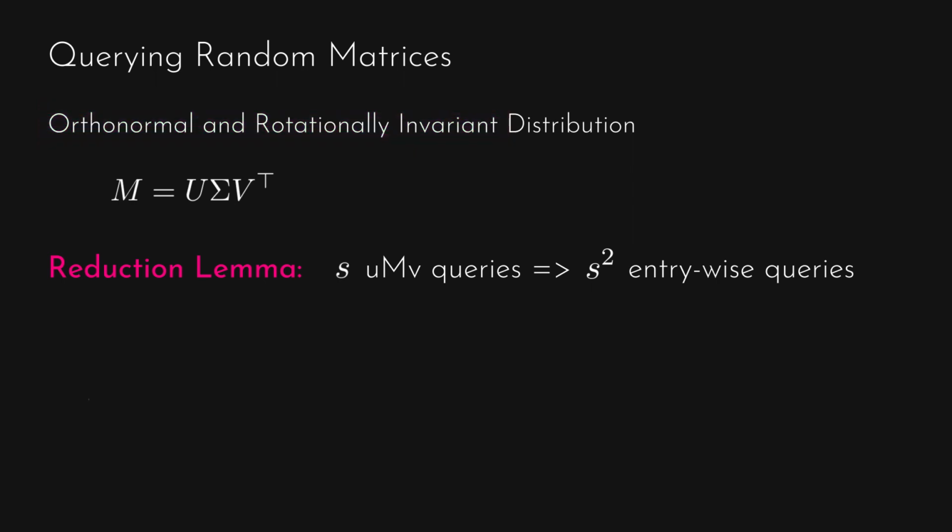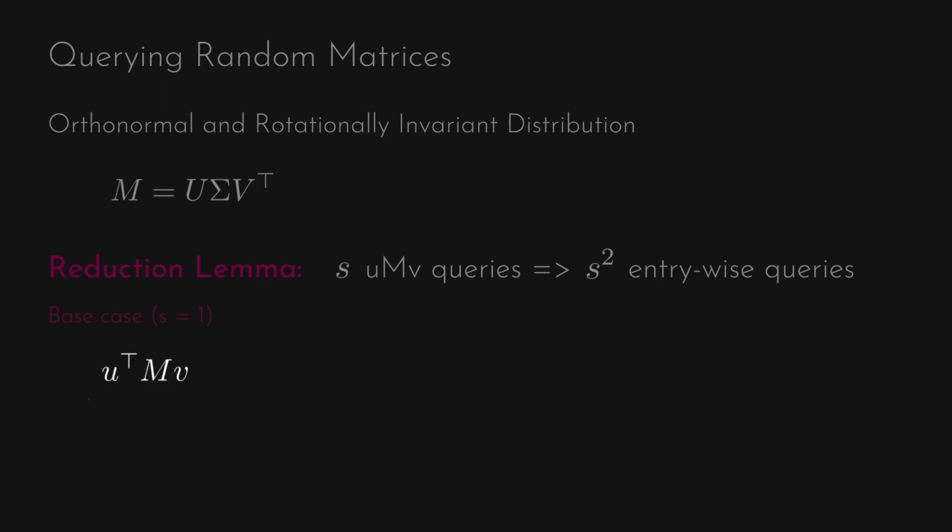Now let me explain the ideas behind the proof. We will use induction on the number of queries S. We start with the base case, where there's only one query. Let's say that we use some vectors u and v. We can assume that they have unit norm because the algorithm can just rescale the result later. Then, since M equals U sigma V transpose, we are really just querying sigma with the vectors u transpose capital U and also with v transpose little v. But of course, capital U and capital V are orthonormal and rotationally invariant, so it doesn't really matter what little u and little v actually are.